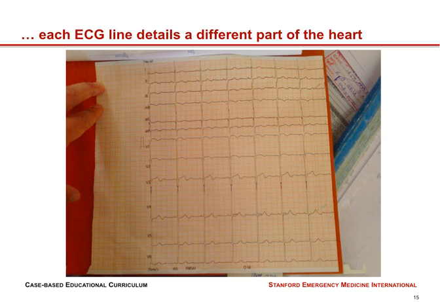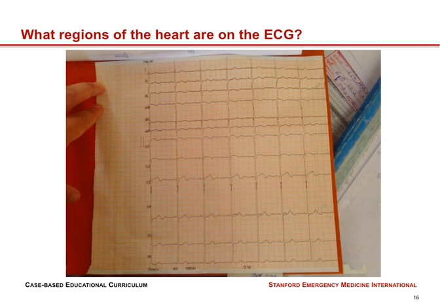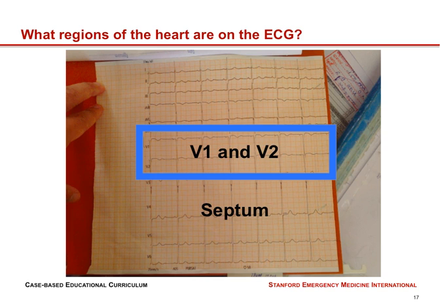12 lines in all. Now let's talk about the different parts of the heart that each line corresponds to. What are the regions of the heart on the EKG? V1 and V2 are the septum of the heart, separating the right from the left sides of the heart.